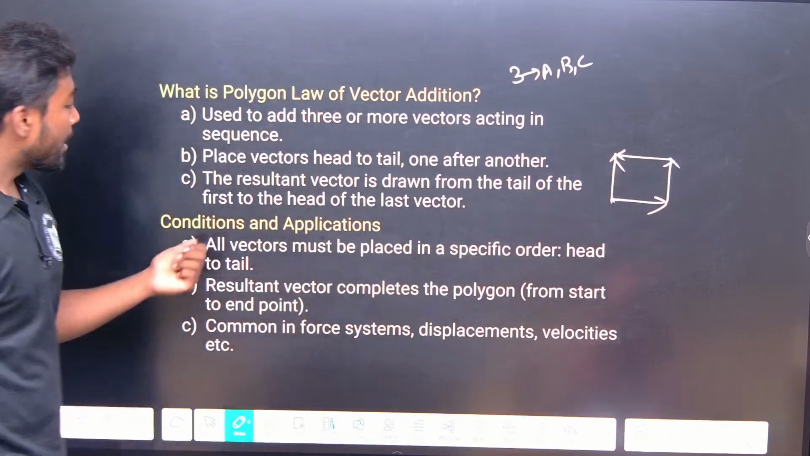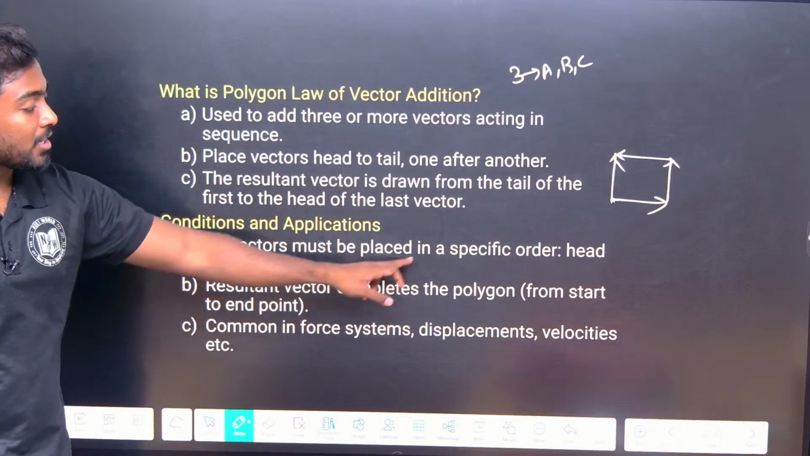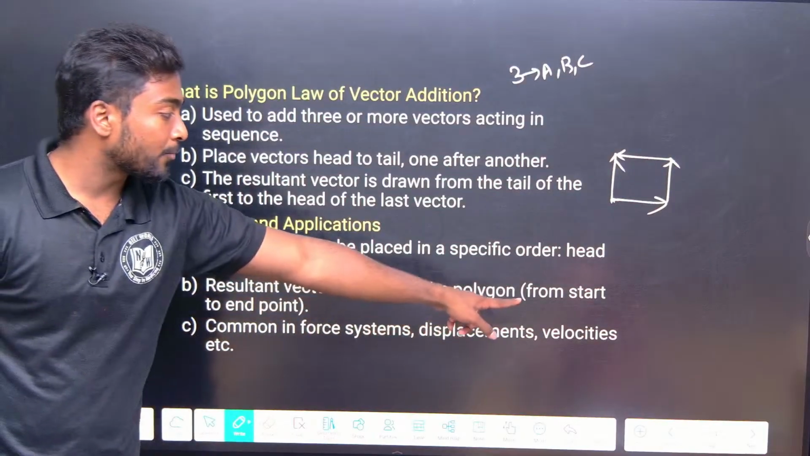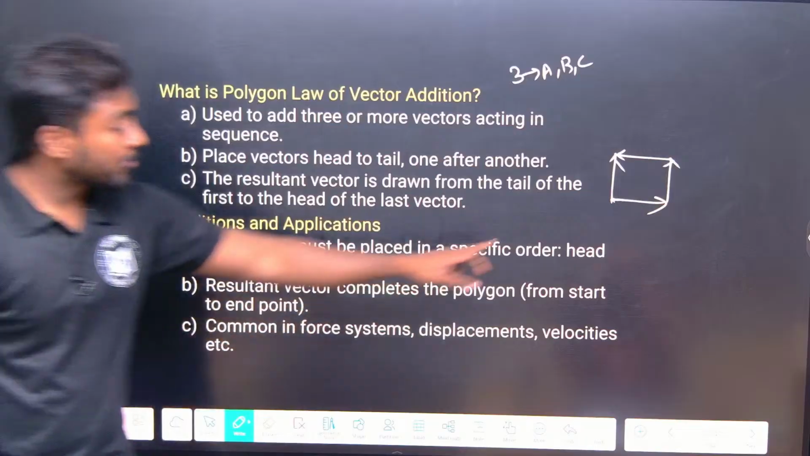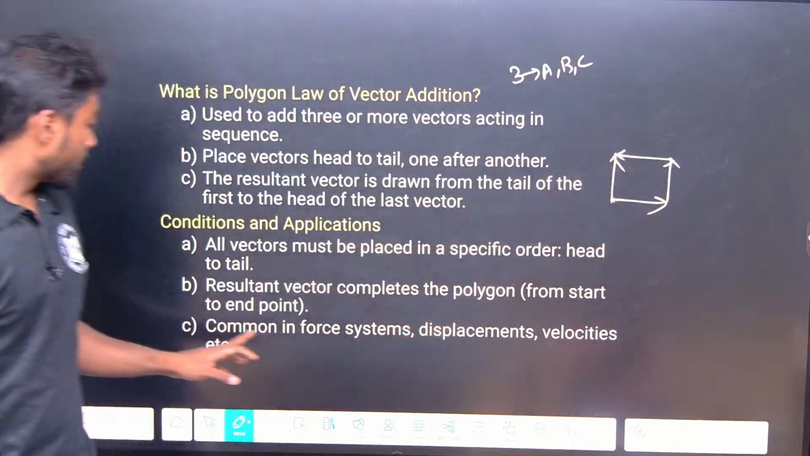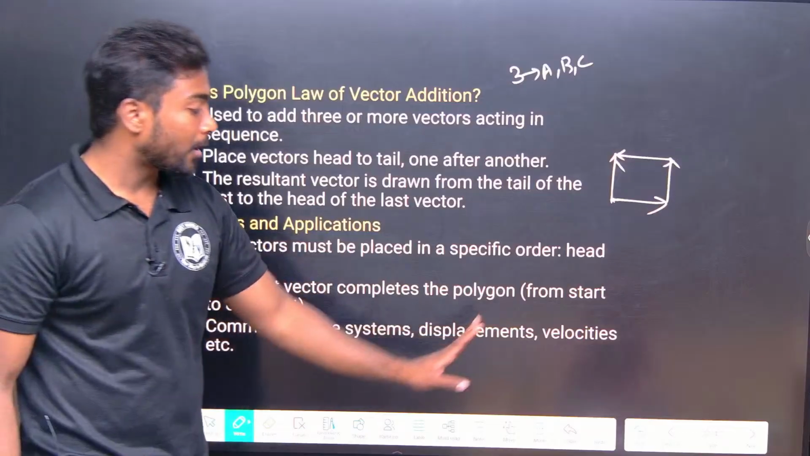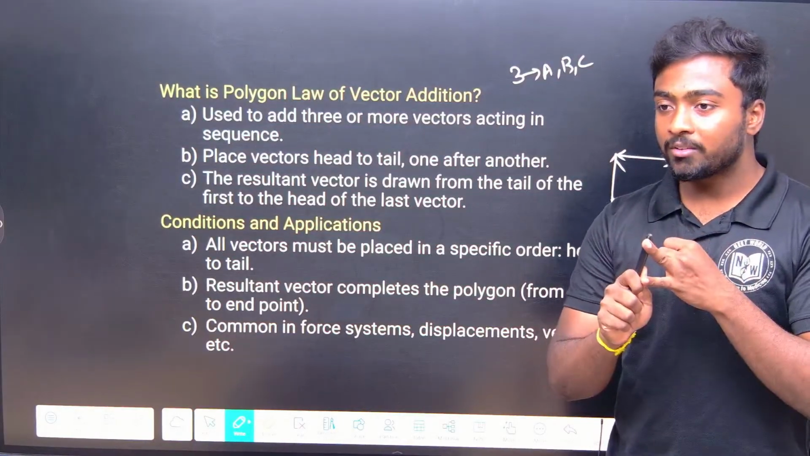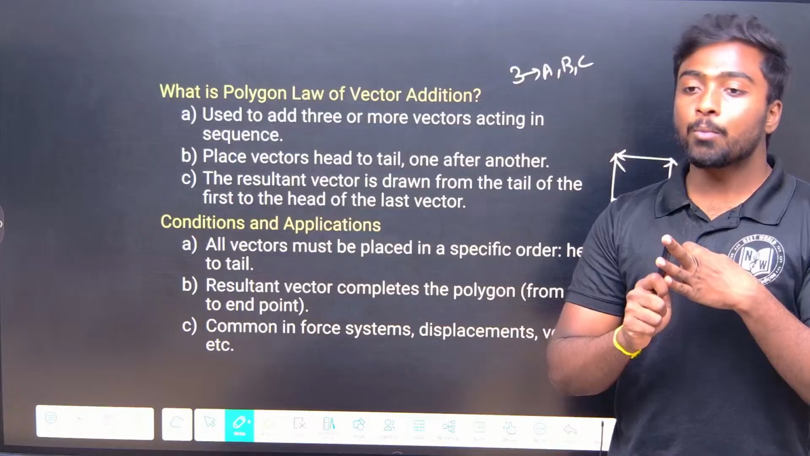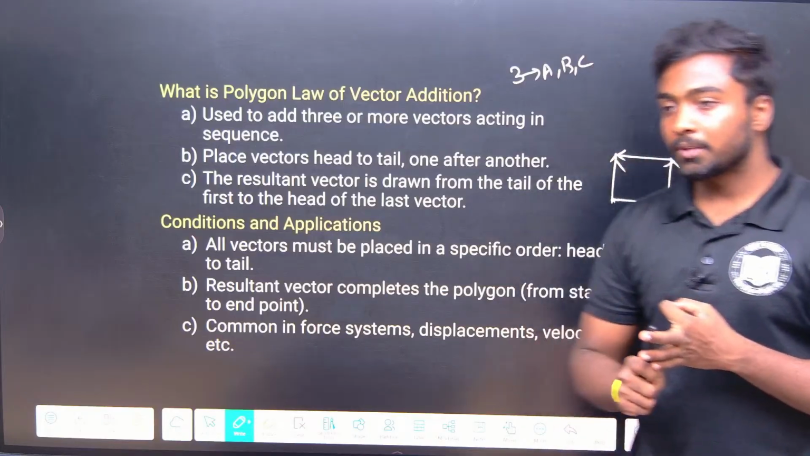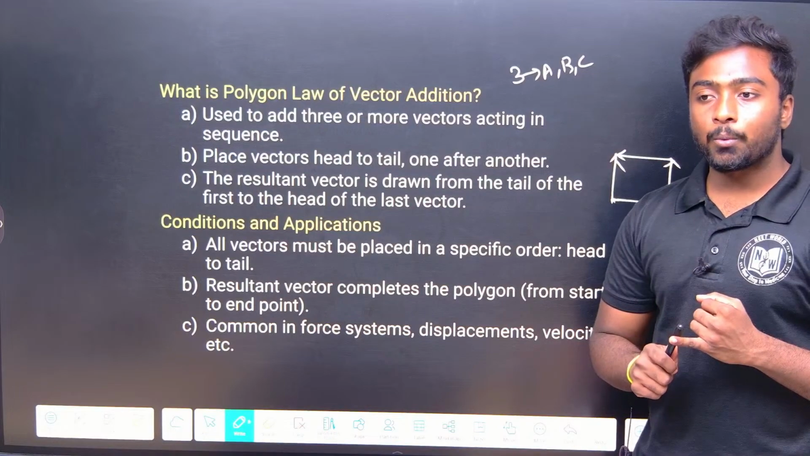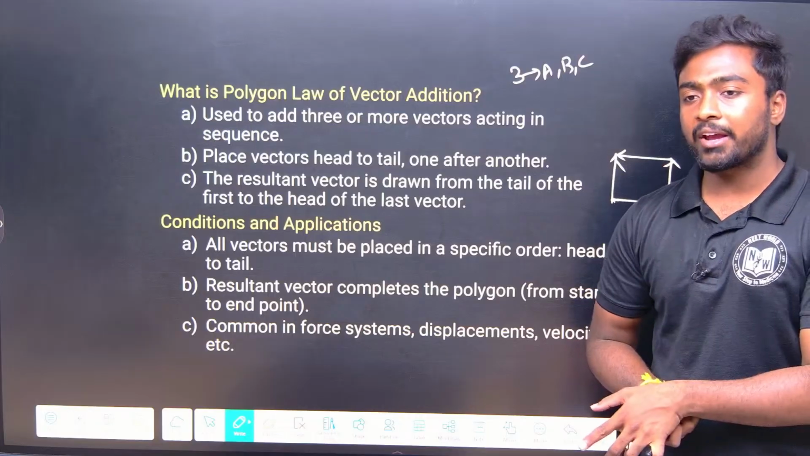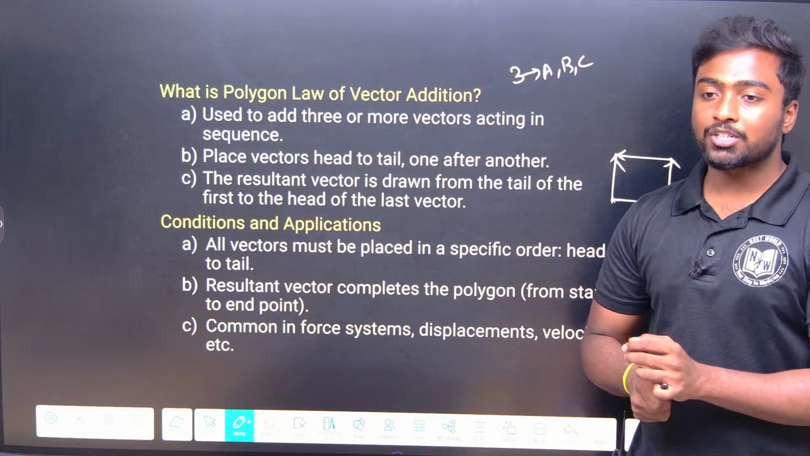Okay. Now, conditions and applications. All vectors must be placed in a specific order, that is head to tail. Second, the resultant vector completes the polygon from start to the end point. So this is my starting point and this is my ending point, right? So it is common in force systems, displacement or velocities. Okay, you have understood three types, no? One is triangle law, second one is parallelogram law, and the polygon law, which is having more than two vectors. Okay. So one more formula we have seen, that is R is equal to under root of a square plus b square plus 2ab cos theta. If it is negative, a square plus b square minus 2ab cos theta.